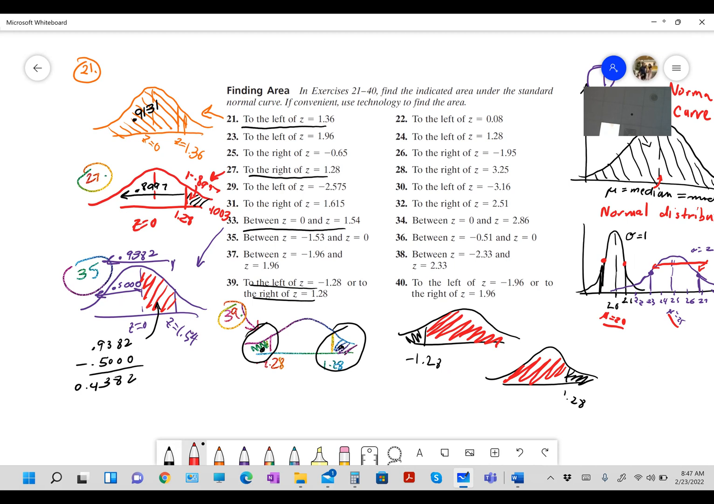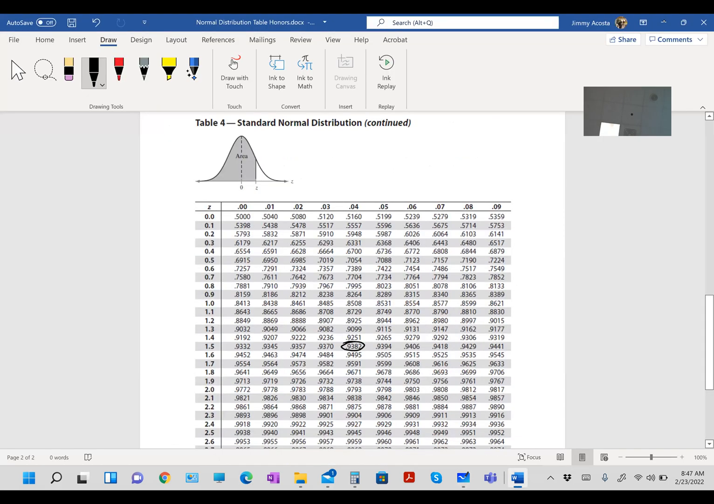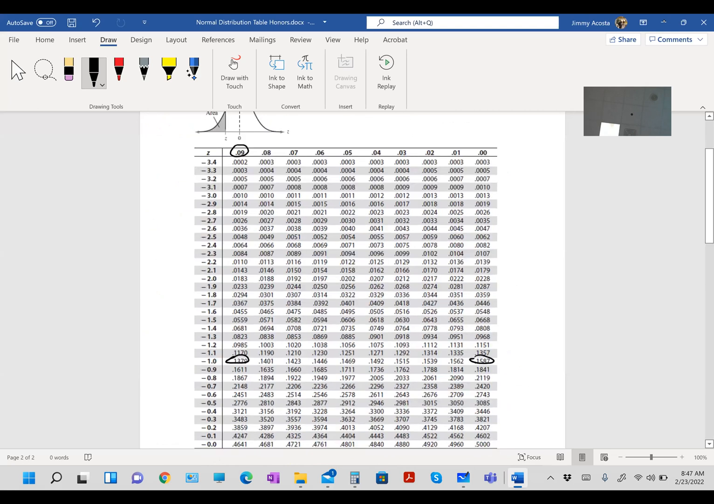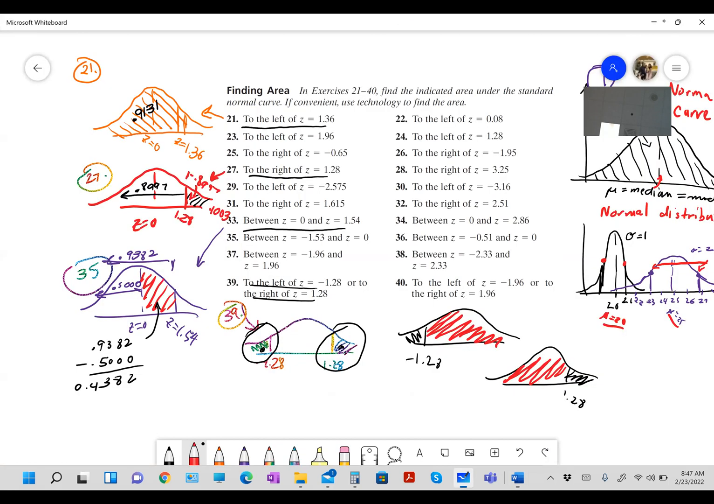And so we look up negative 1.28, and be careful with the order. Negative 1.29, 28, 27, 26, 25. What do they want? 28. I skipped it. They wanted this guy. So this is 0.1003. And then this guy has to be 0.1003.